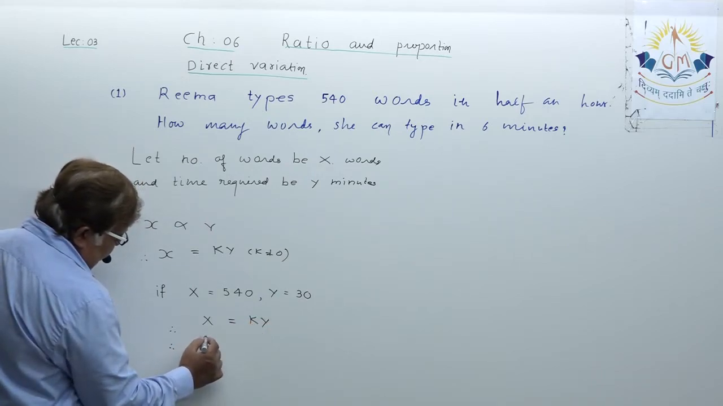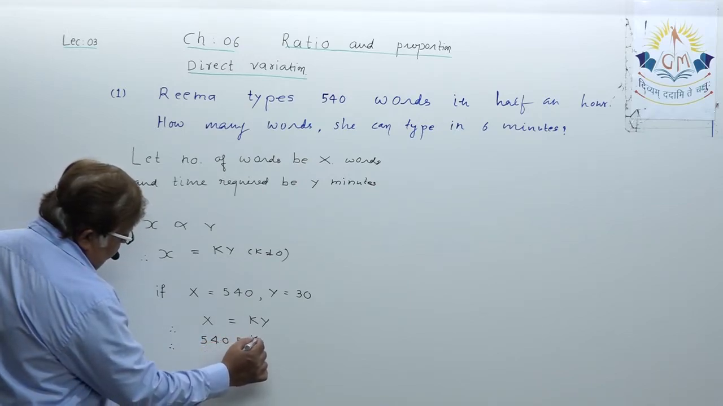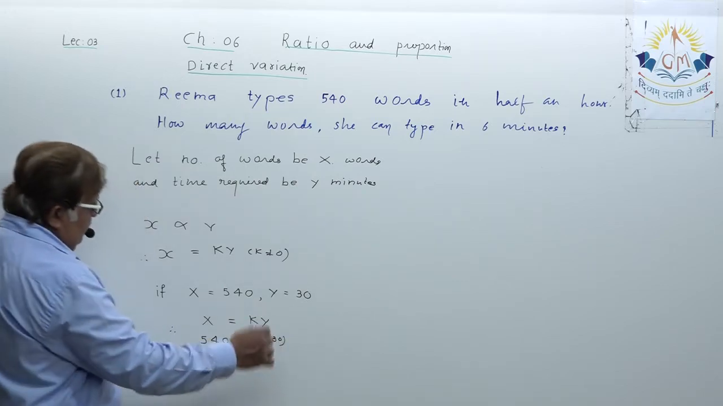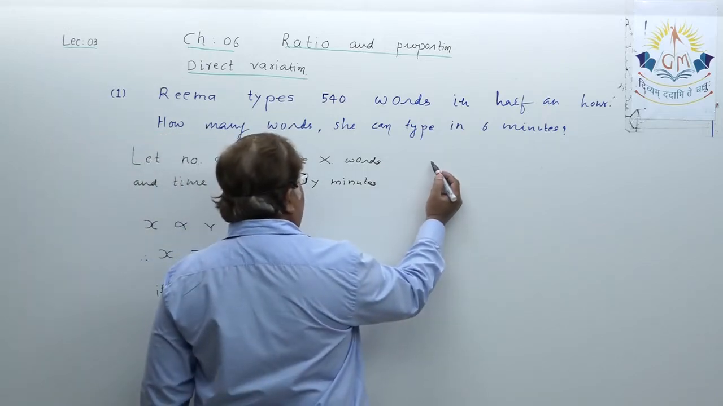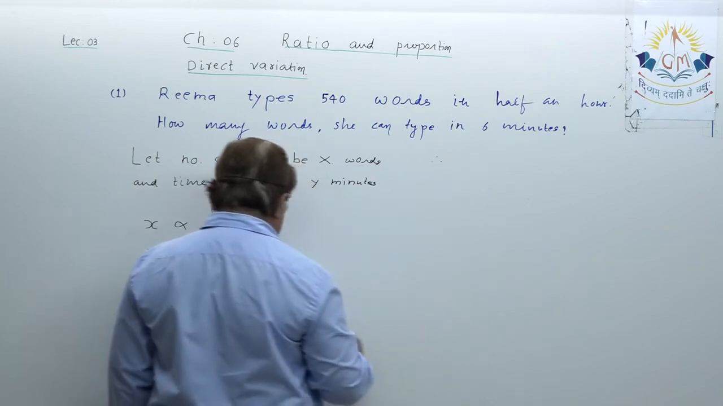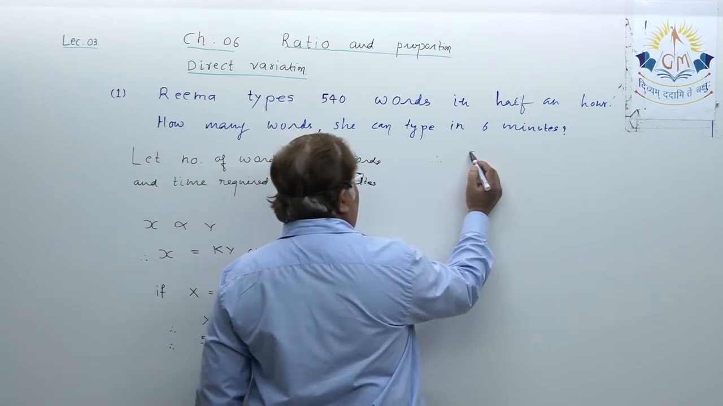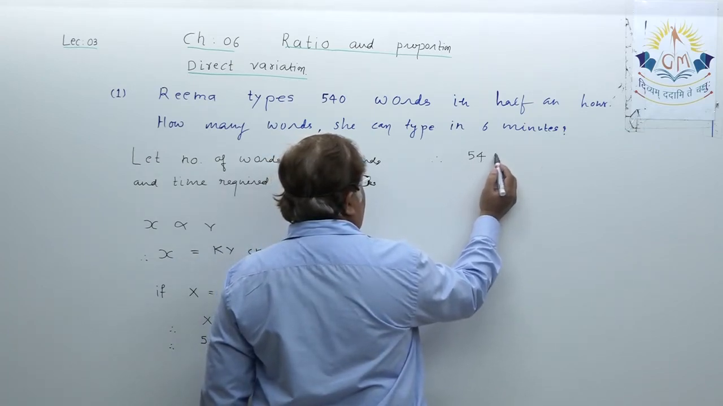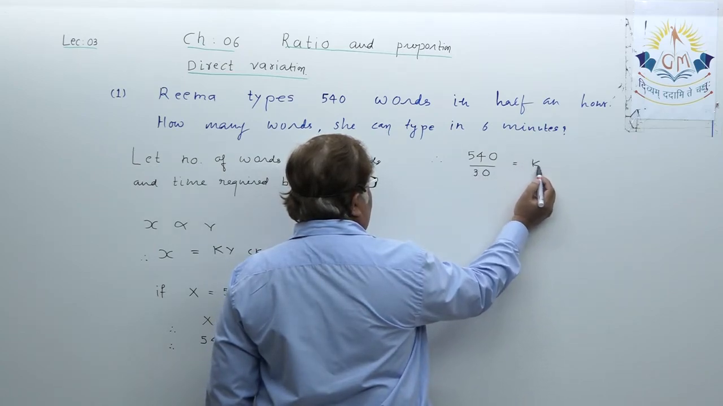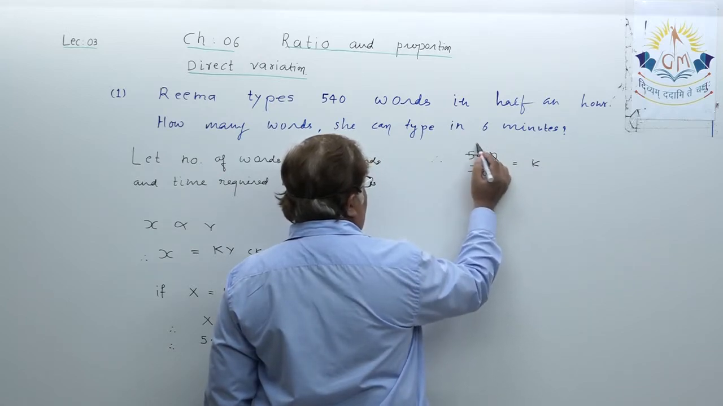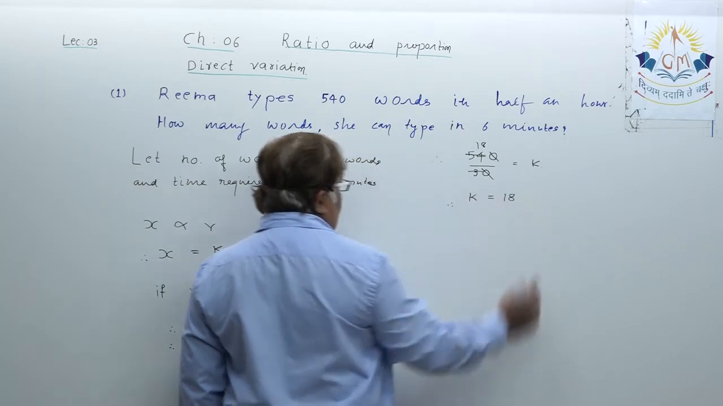Let us put the value 540 equal to k into 30. Next step, I am continuing, dear students, the sum here. Bring 30 here. So you can write 540 upon 30 equals to k. Just simple cancellation. You got k equal to 18.